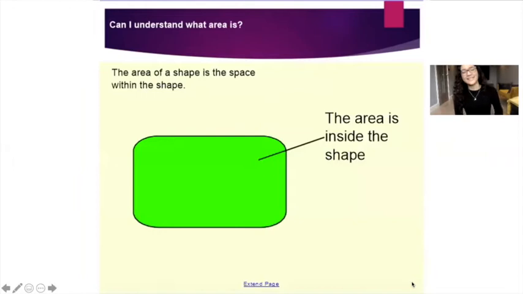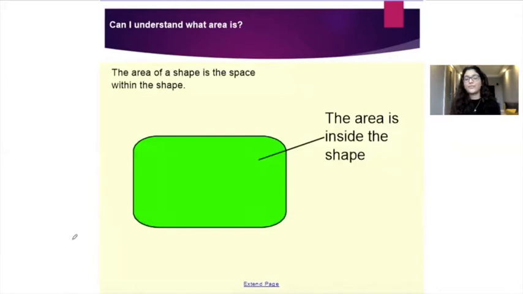Right, welcome back. So moving on to area and understanding what it is. Now the area of a shape is the space within the shape. So the area is inside the shape. You have the shape over here, it's got curved corners, otherwise it would be called a rectangle, and the area is the green part. This is very different to your perimeter. The perimeter would be measured with the line that's outside.